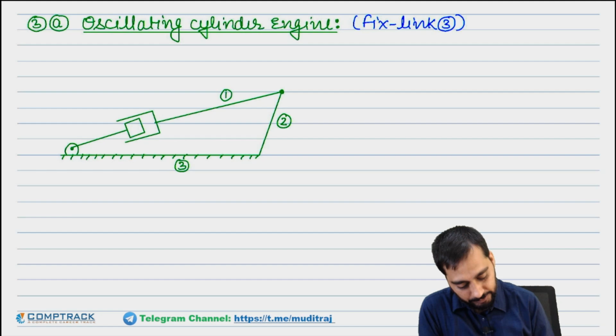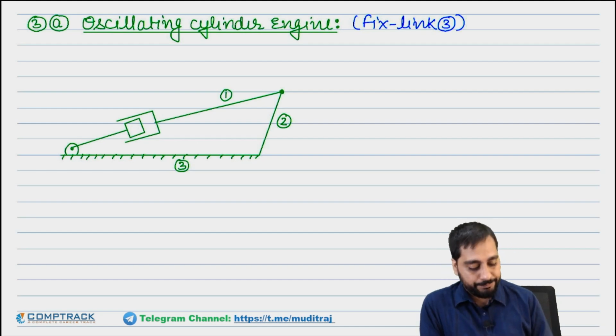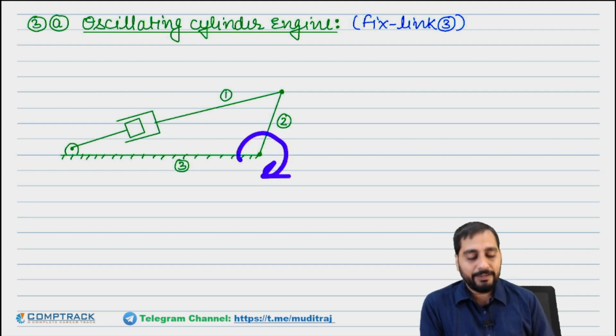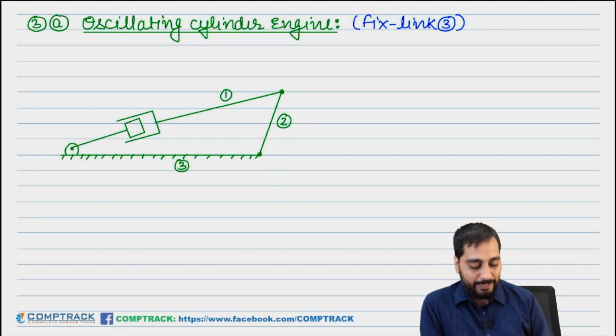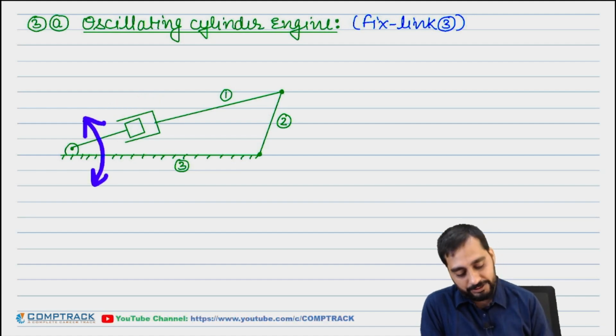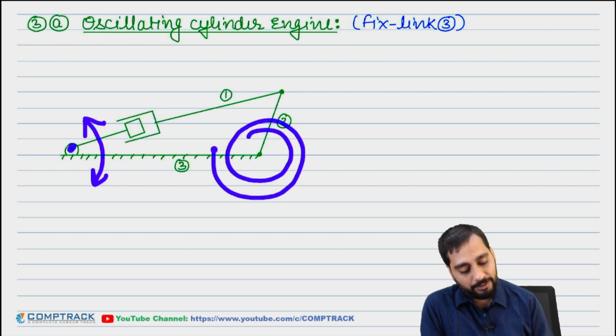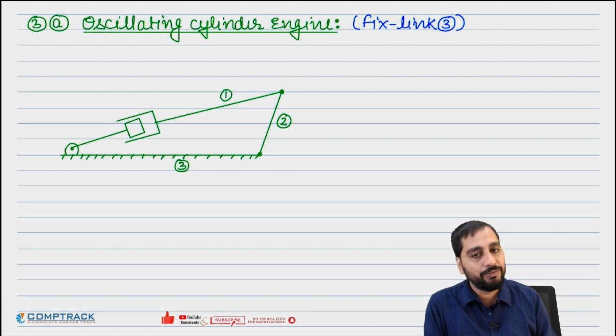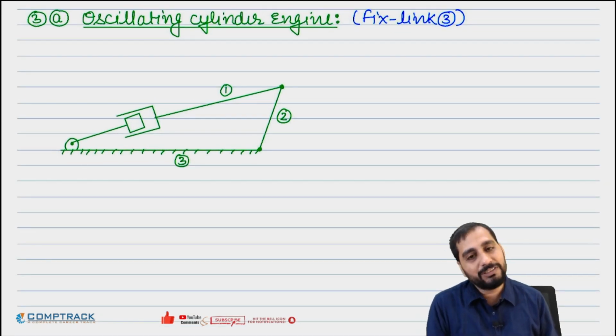Okay. So now when you rotate this second link, then this fourth link will be going inside and outside the cylinder, and both of these will reciprocate about this hinge. Yes or no? It will be continuously rotating. It will be reciprocating like this. Can you feel it?